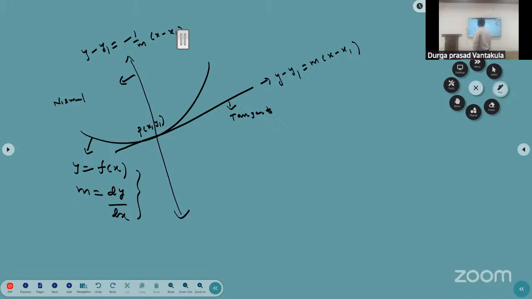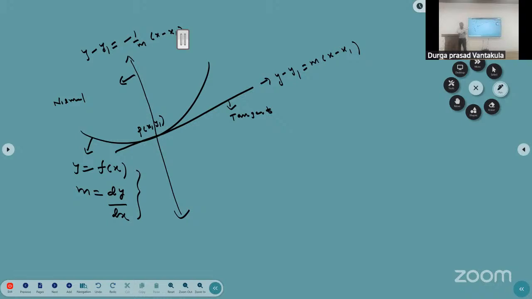But a simple question: how do you find the slope? dy by dx. How to identify this point? Where is y1, and where is x1? Everything is there. What is the equation of a tangent? y minus y1 equal to m into x minus x1. And the normal: y minus y1 equal to minus 1 by m into x minus x1.